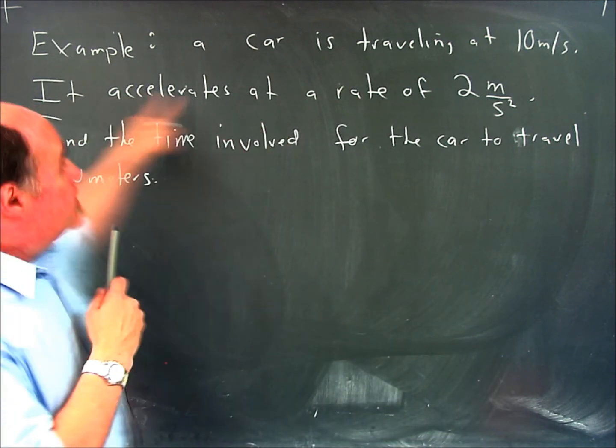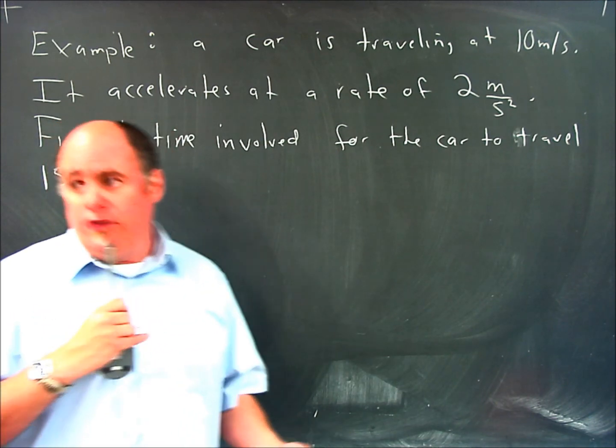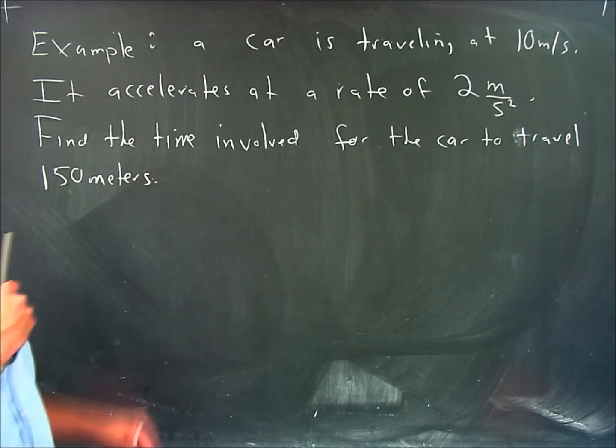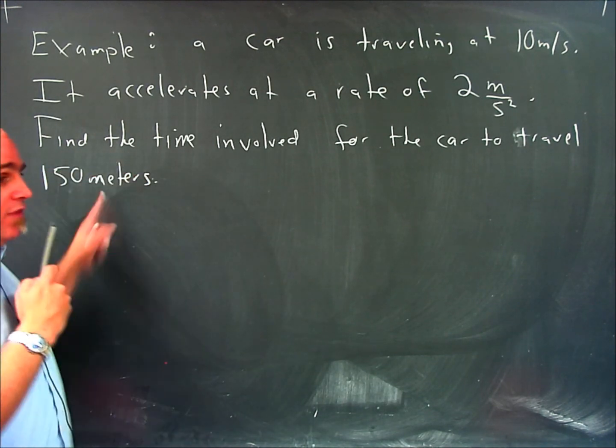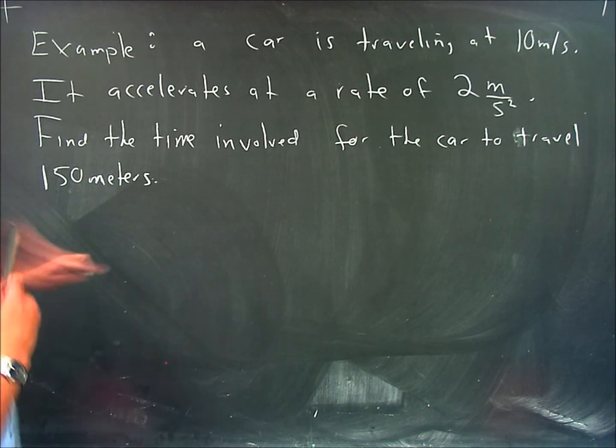So it says the car is going to accelerate at a rate of 2 meters per second squared. So they're going to step on the accelerator harder, and they're going to start to speed up. Find the time involved for the car to travel 150 meters. Okay, so if we write out our givens, this is what we'll have.